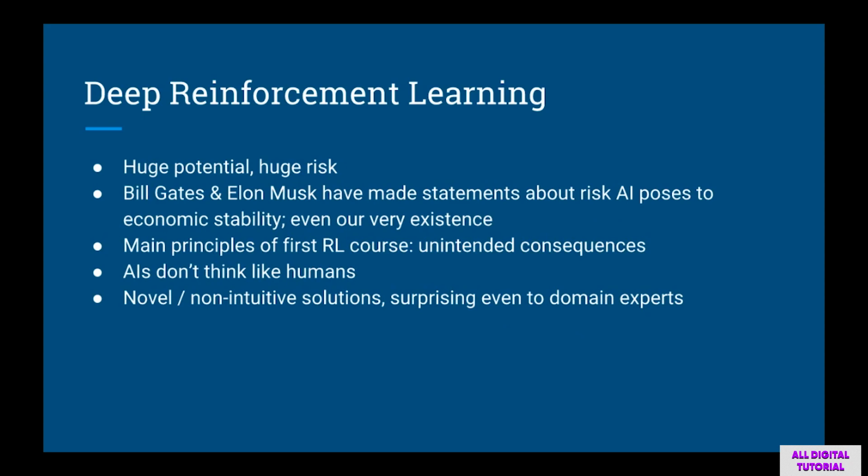While deep reinforcement learning and AI has a lot of potential, it also carries with it a huge risk. Bill Gates and Elon Musk have made public statements about some of the risks that AI poses to economic stability and even our existence. As we learned in my first reinforcement learning course, one of the main principles of training reinforcement learning agents is that there are unintended consequences when training an AI. AIs don't think like humans, and so they come up with novel and non-intuitive solutions to reach their goals, often in ways that surprise domain experts, humans who are the best at what they do.